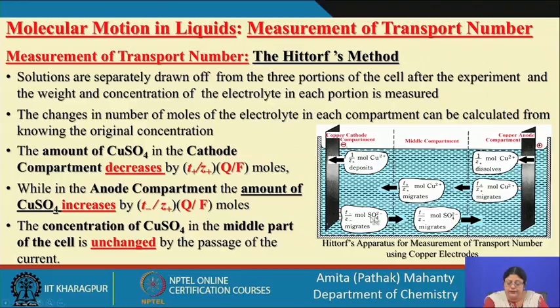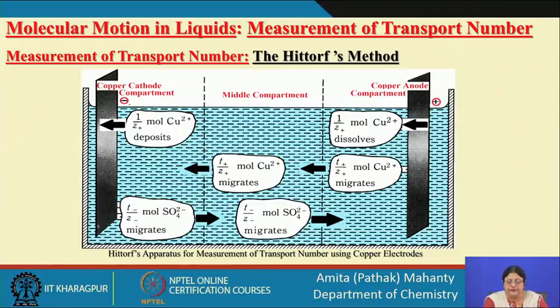Now, what happens in the middle compartment? If you just have a look at it, this is a zone where the migrations are taking place. Here in this portion, you will have copper ions migrating from the anode to the cathode, and here you have sulphate ions migrating from the cathode to the anode. So, virtually, the copper sulphate concentration in this middle section should not have any change until you have a transference which is generated.